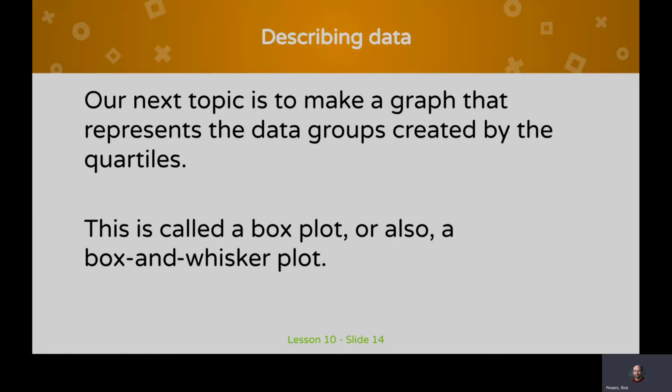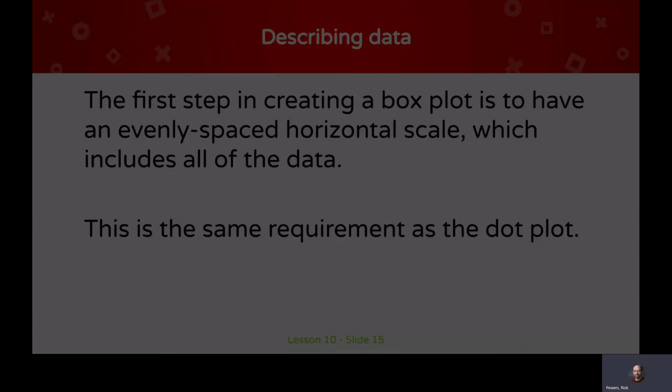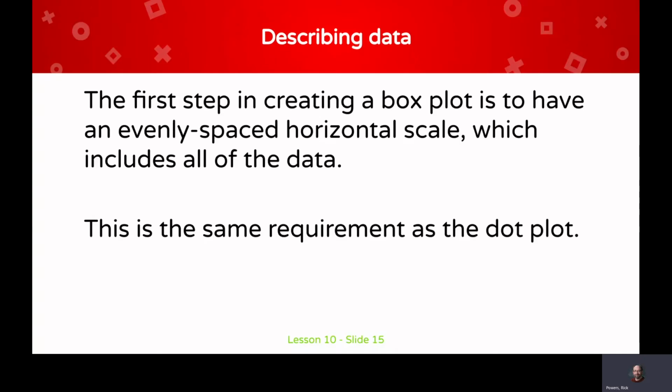Our next topic is to make a graph that represents the data groups created by the quartiles. This is called a box plot, or also a box and whisker plot. The first step in creating a box plot is to have an evenly spaced horizontal scale, which includes all of the data. This is the same requirement as the dot plot.